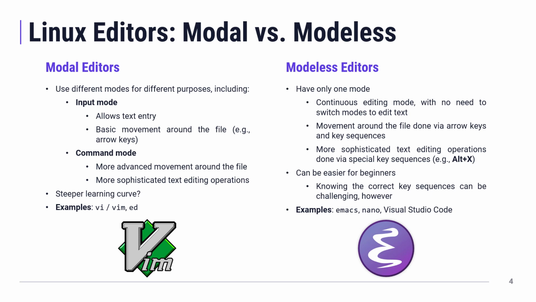Modeless editors, then, are the ones you're all familiar with. You fire up Notepad, and you're just able to type. You can move around with your arrow keys. You're in continuous editing mode. If you want to do more sophisticated text editing operations, like a find and replace or something like that, there's usually some sort of key combination that you're able to press, like Alt-X or Control-H or whatever.